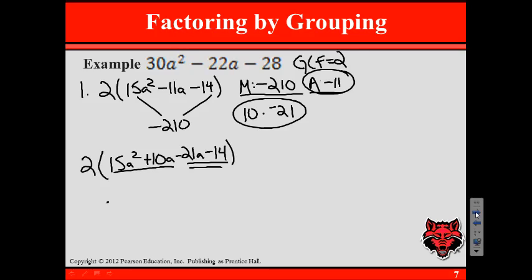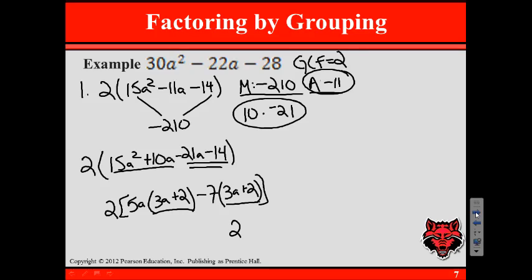So on the next line, we bring down the original GCF. In the first group, we can factor out a 5a, and that leaves us with 3a. In the second group, we can factor a negative 7, and that leaves us with 3a plus 2. So we see we have a factor of 3a plus 2 in common. So for our last step, we write the original greatest common factor, the factor of 3a plus 2, and the resulting polynomial, which will be 5a minus 7.